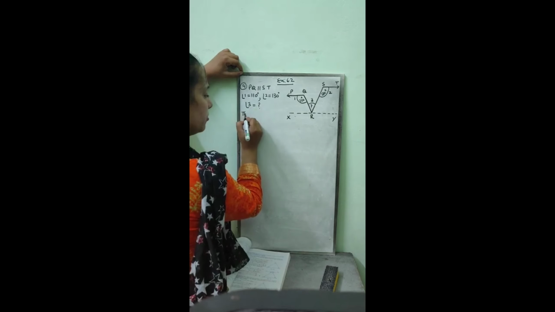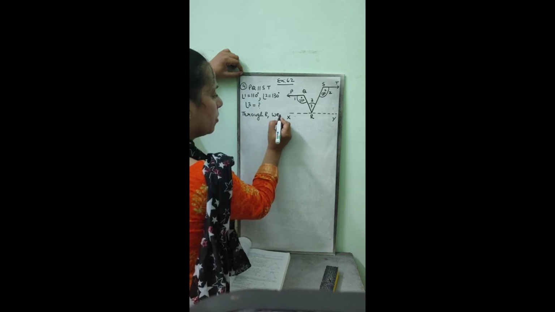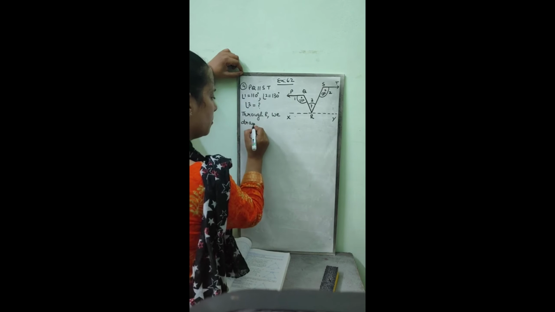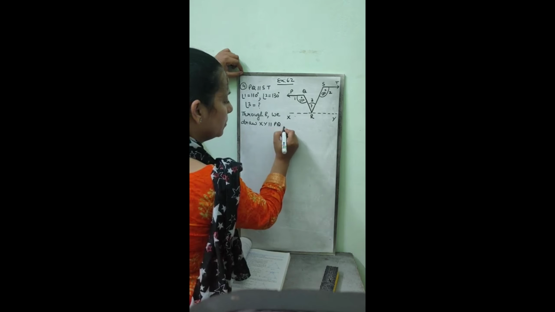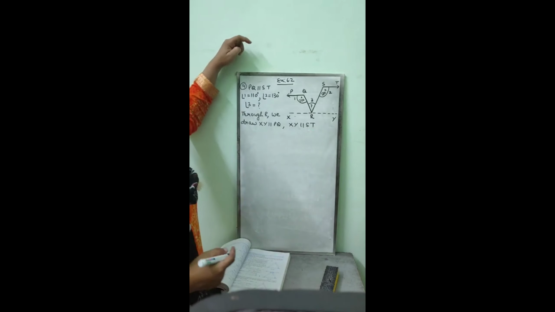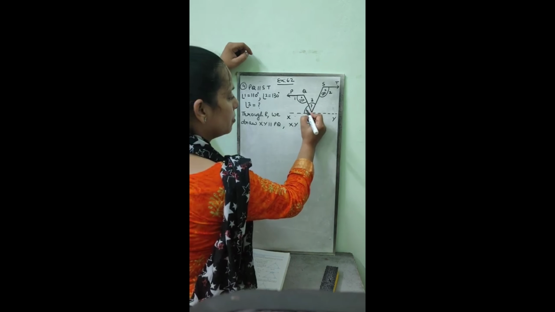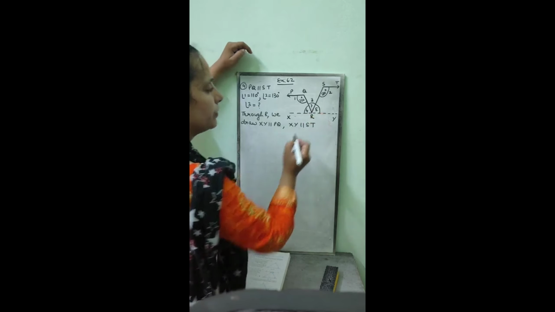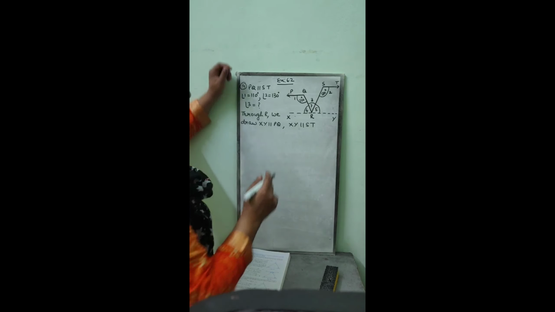Through R, we draw XY parallel to PQ and XY parallel to SP. Here we are marking angle 4 and angle 5. Angle 3 cannot be found out without the help of 4 and 5.